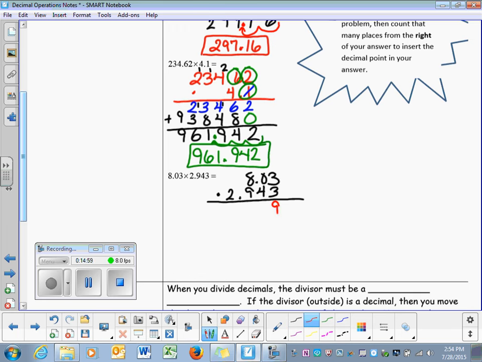3 times 3 is 9. 3 times 0 is 0. 3 times 8 is 24. I'm done with the ones place, which means I need a placeholding 0. 4 times 3 is 12. 4 times 0 is 0, plus 1 is 1. 4 times 8 is 32. Now I'm going to need 2 placeholding zeros.